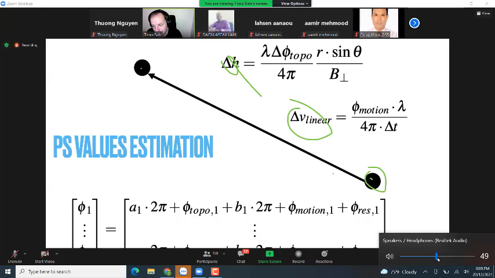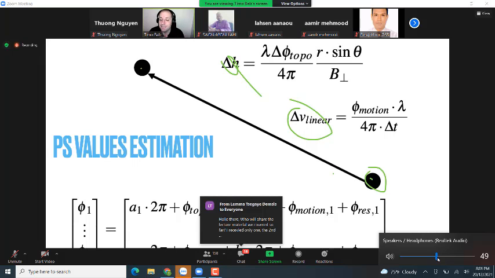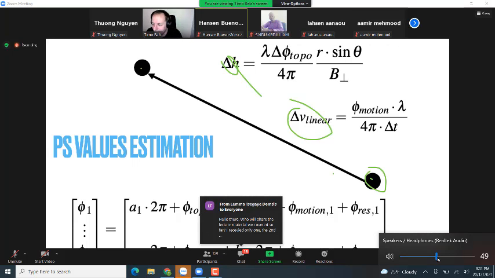Because we removed the atmosphere. So we do that from the reference point now to all the points. And that's how it works. And that took me a very long time to explain, right? Because that's the critical part of PS InSAR. That's exactly the technical detail, how it works.